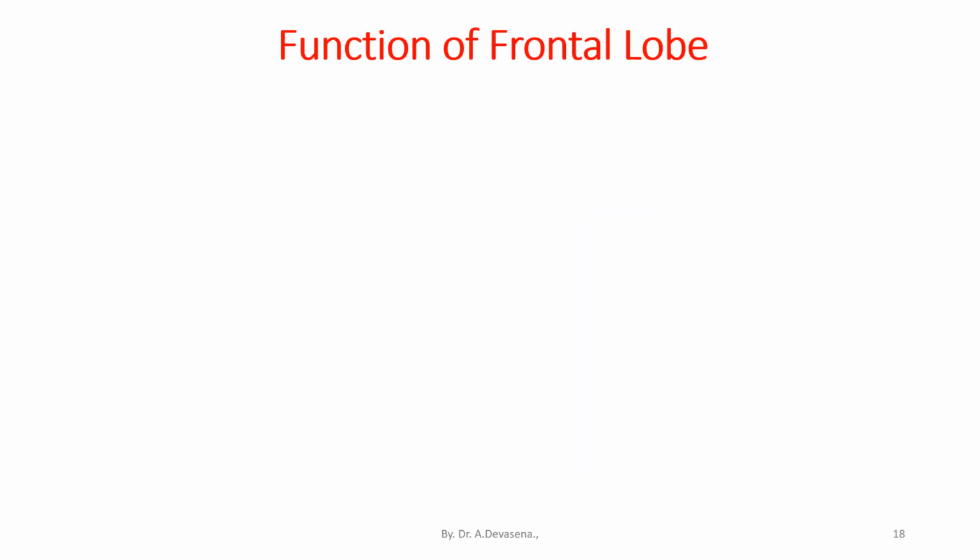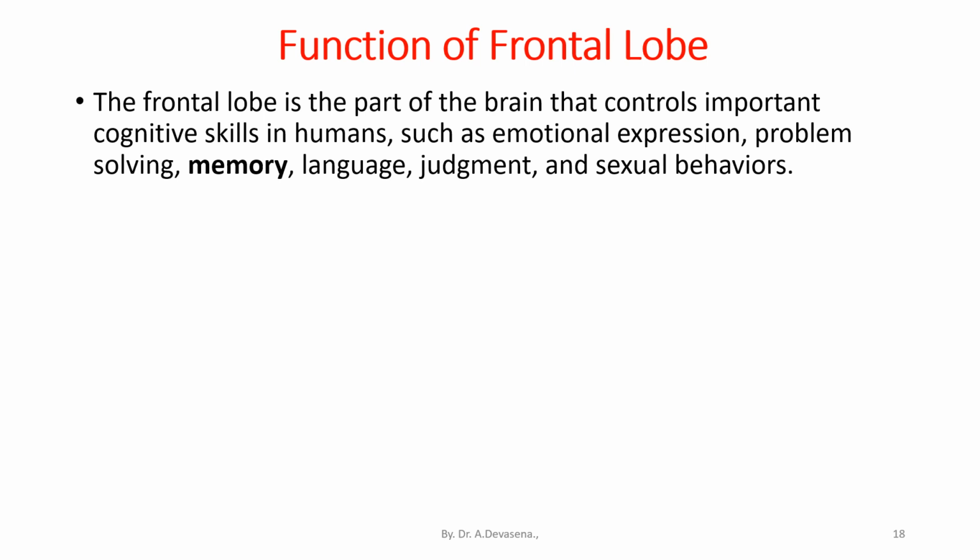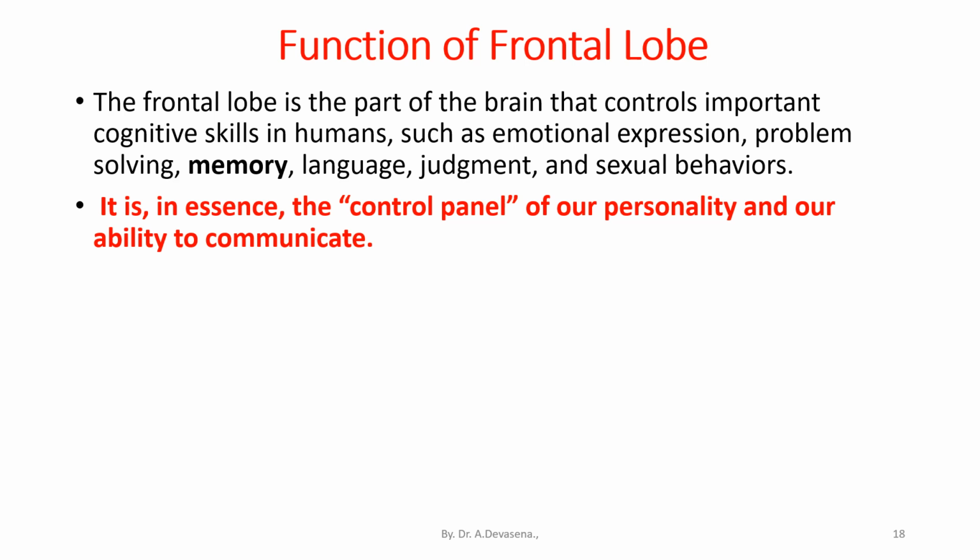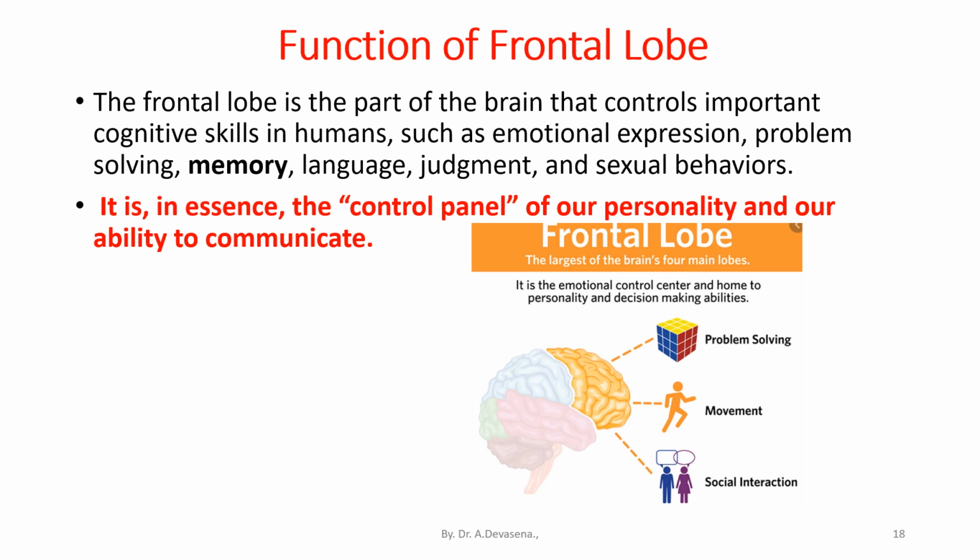Function of frontal lobe. The frontal lobe is the part of the brain that controls important cognitive skills in humans such as emotional expression, problem solving, memory, language, judgment, and sexual behaviors. It is, in essence, the control panel of our personality and our ability to communicate. This is the representation of the frontal lobe.